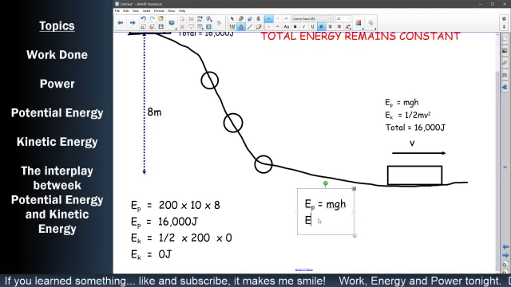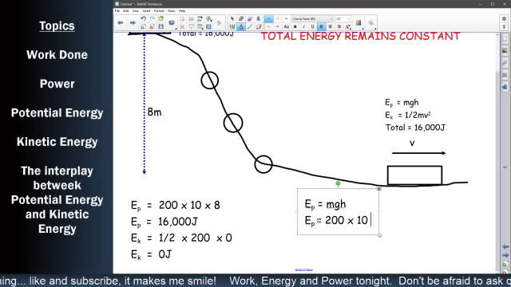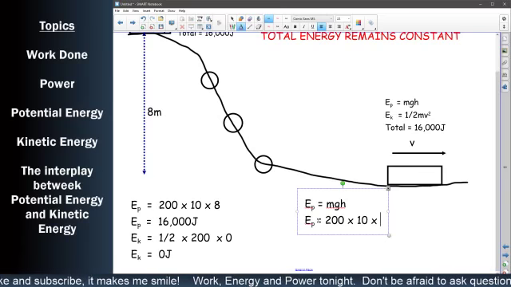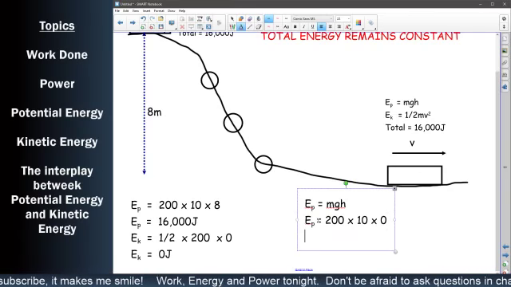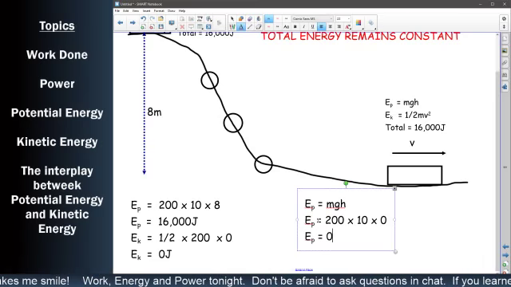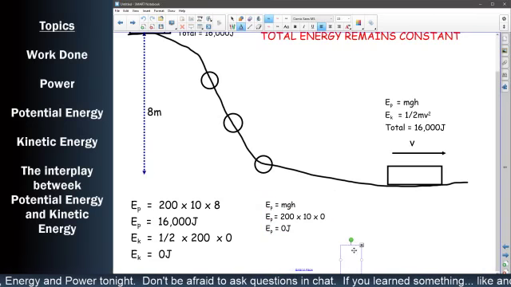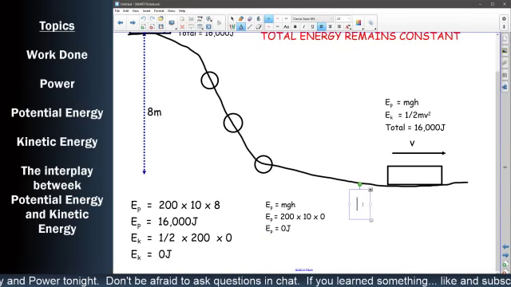So EP is equal to the mass of the object, 200, times the gravitational field strength on Earth, which is 10, times the height it is off the ground. Well, it's actually now down at ground level, so that's 0. So the potential energy, EP, is equal to 0 joules. Straightforward enough. And again, we could have just skipped that step without proving it, but I like completionism.